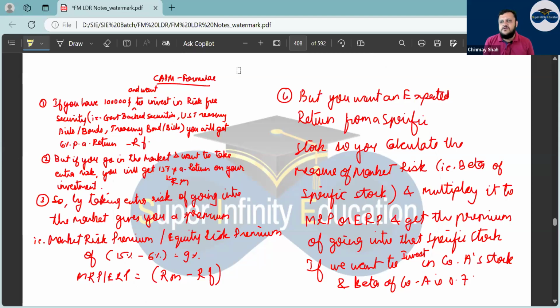So go into the market, right? Then you ask how much is the return that I will get. So I say on average in the market, you get RM, the return of the market, the average or expected return of the market, which is 15%. RF was let's say 6%, correct? So that is 9% more. But sir, I want to go into that specific stock.